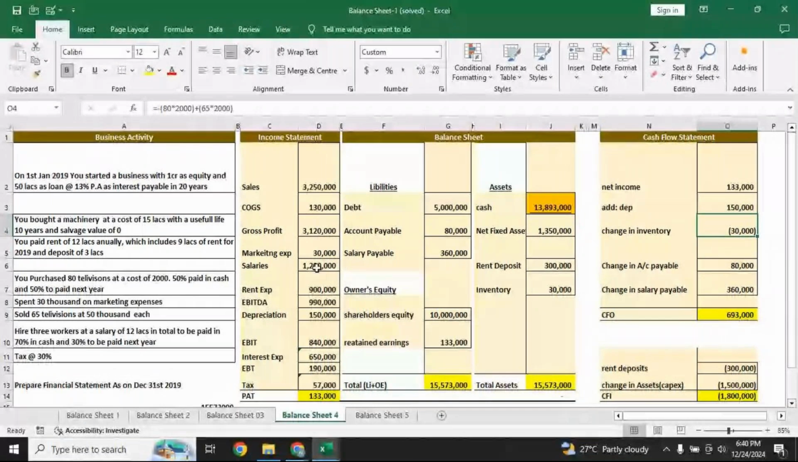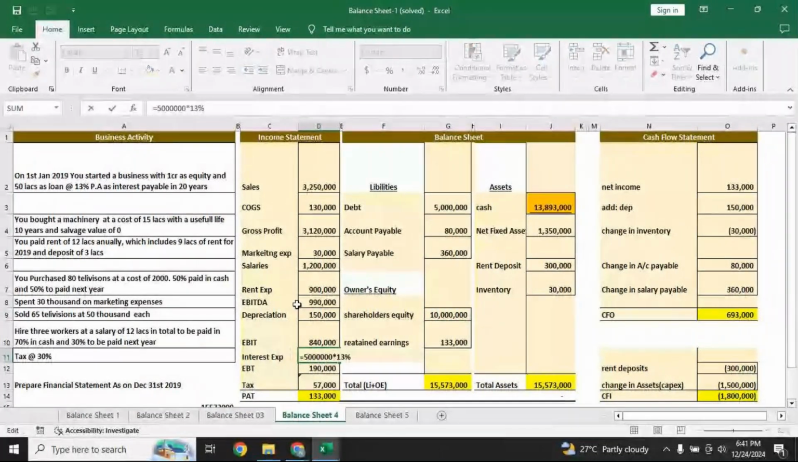So on 1st Jan 2019 started the business with 1 crore. So shareholders equity will be 1 crore. 50 lakh loan I have taken and 13% interest on that for 20 years. So debt will be 50 lakh rupees. So interest will be 50 lakh into 13%. So this will be my interest.